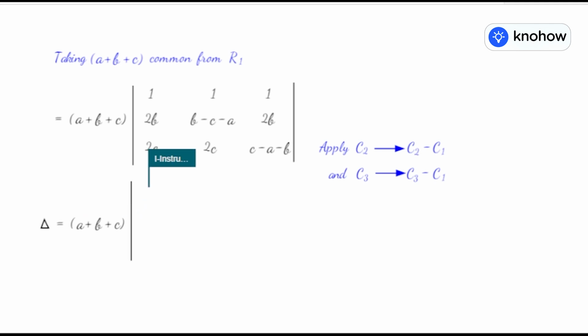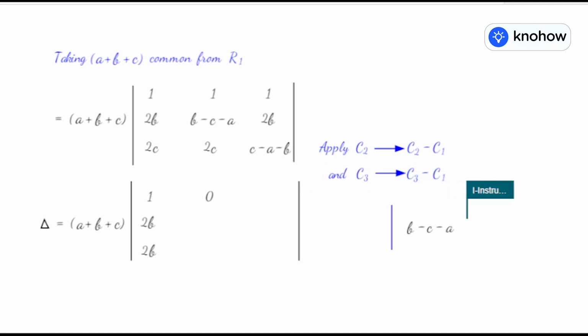So at least C1 will remain intact: 1, 2b, 2b. And C2 minus C1 will make it 1 minus 1, 0. Then b minus c minus a, and you are trying to make C2 minus C1, so b minus c minus a and minus 2b. So b minus 2b will make it minus b. So what do you get? Minus a minus b minus c. You can always try this step in rough. So if you take minus common here, you will get a plus b plus c. Please try this yourself. And of course 2c minus 2c you get 0.